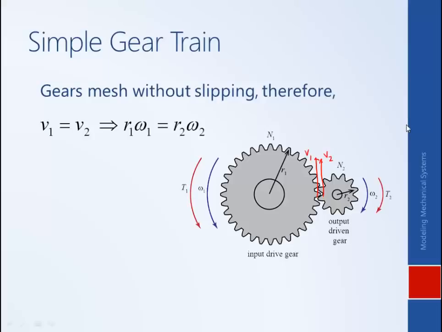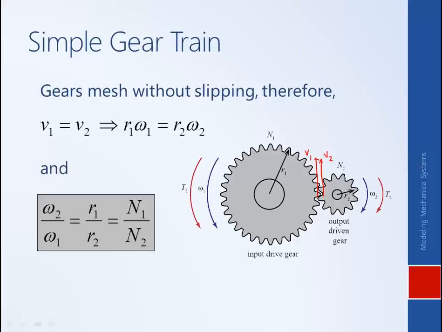We can also make use of the fact that the velocity at the edge of the gear is equal to the radius of the gear times its angular velocity. If that's something you don't recall, that's okay. So V1 is equal to R1 times omega 1, and V2 is equal to R2 times omega 2. Dividing through by R1, and dividing omega 2 to the left hand side, gives us the relationship between the input speed and the output speed, and it's shown to be inversely proportional to the radii.